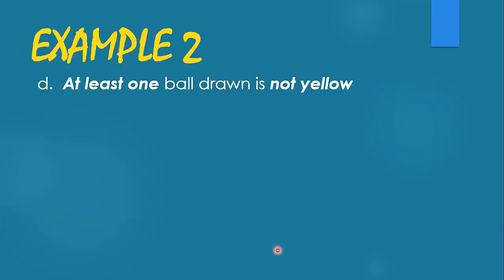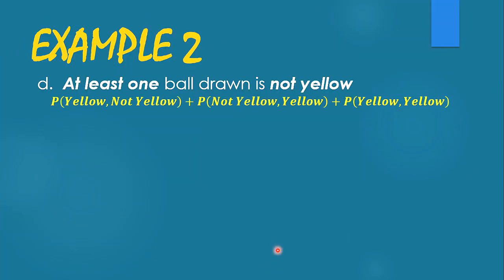And the next, at least 1 ball drawn is not yellow. So we can have first, if we pick the yellow and then not yellow, the probability of getting yellow, then not yellow, or the probability of getting first the not yellow ball and then yellow, plus getting yellow and then yellow. So since we have or, we need to add again those probabilities. So we have the probability of yellow and not yellow, plus the probability of not yellow then yellow, plus the probability of yellow then yellow.